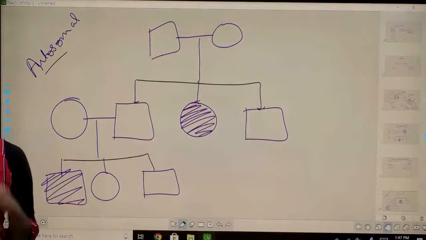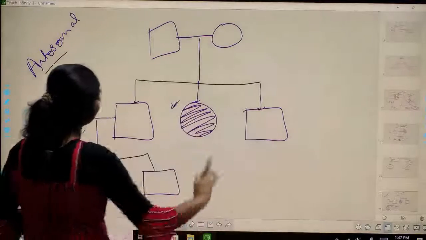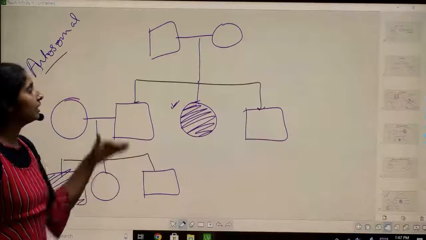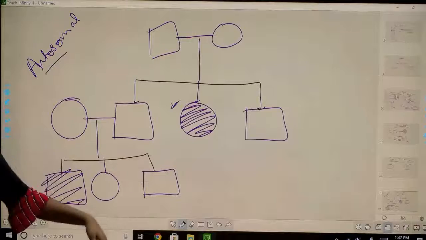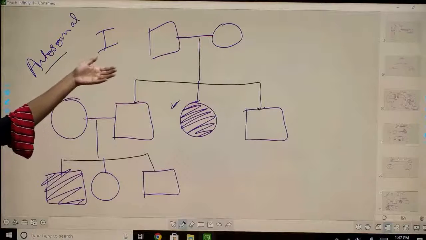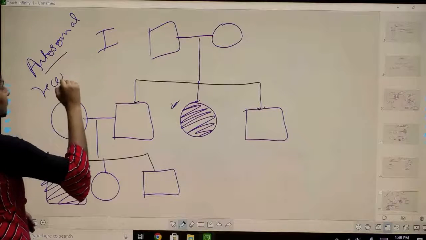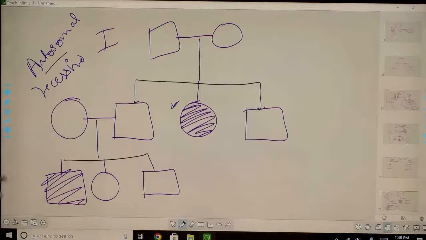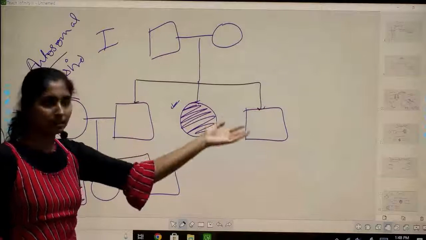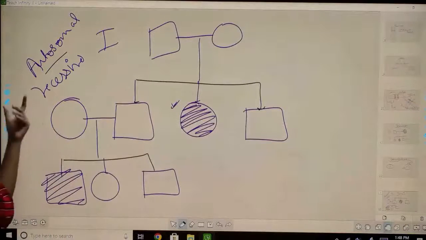Now how do I know that this is a recessive disorder as well? The biggest hint is here. In a recessive disorder, the trait or the disease is going to skip generations. You can see, I cannot see that particular disease in the first generation, right? So a trait or a disease that skips generations is recessive. Another clue is that the affected progeny is going to have unaffected parents. So when the affected progeny have unaffected parents, we can say that the given trait is recessive in nature.